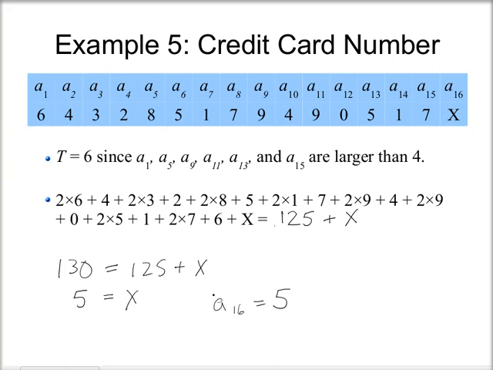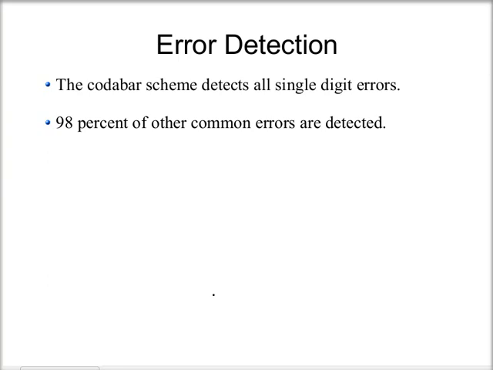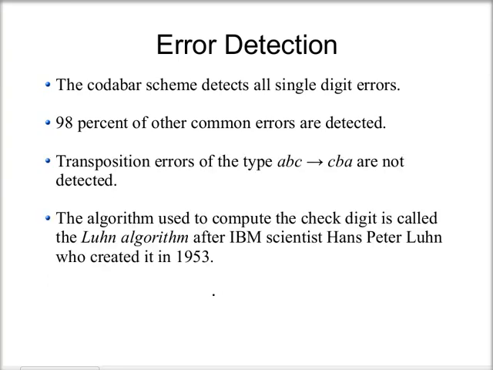So how good is this credit card scheme at detecting errors? We hope that it's really good because we rely on this to protect us from credit card fraud. So the CODABAR scheme is going to detect all single-digit errors where just one digit is wrong. It's also going to detect 98% of all the other common errors. What it is going to miss is the transposition errors of this type that we saw before, where I'm switching the first and third digit in a group of 3 digits.